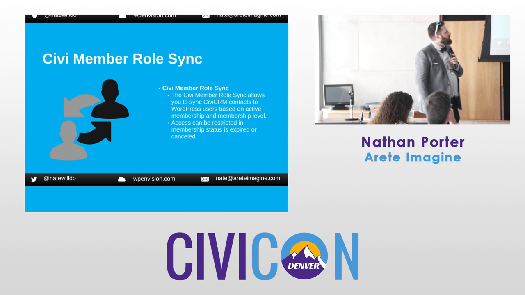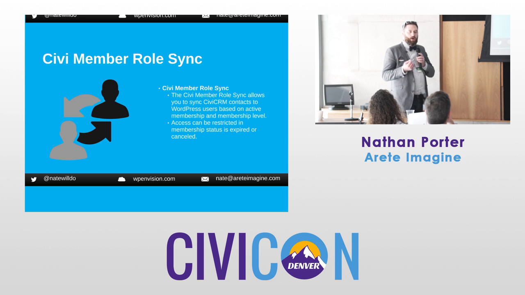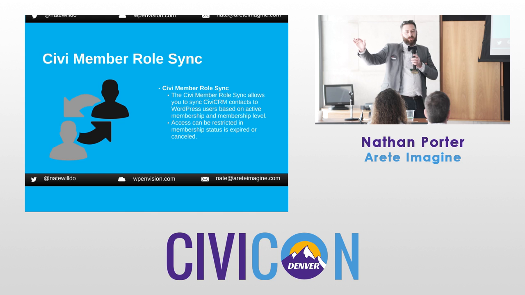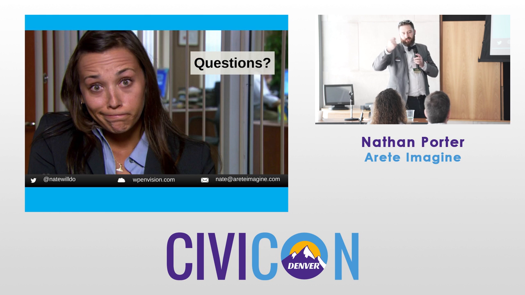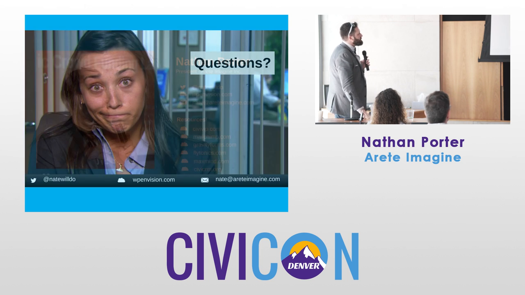One thing we would like to do to enhance it is to add the ability to assign a role based on that person's relationship. An organization could have a membership and all the employees can inherit it, or a household can have a membership and all the children can inherit it. But you may want the head of household to have a different level of access than the kids, or vice versa. So that's something we'd like to add.